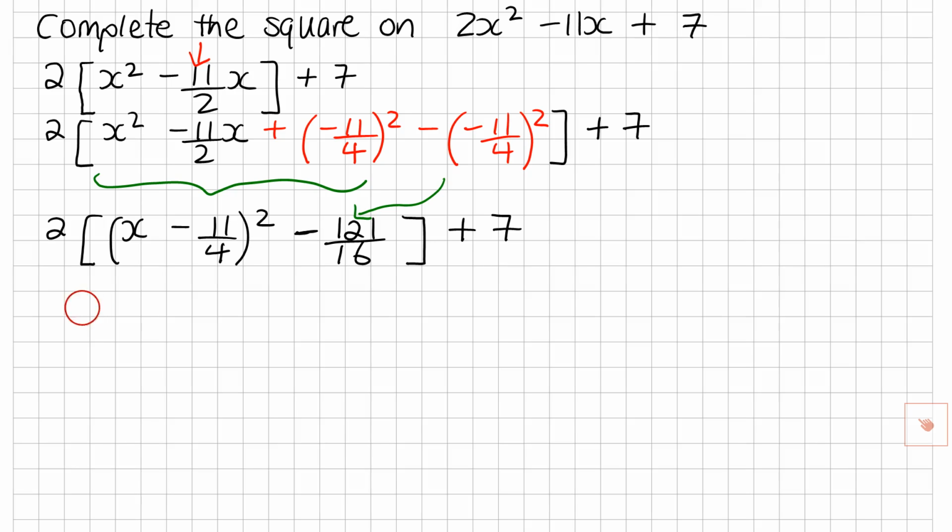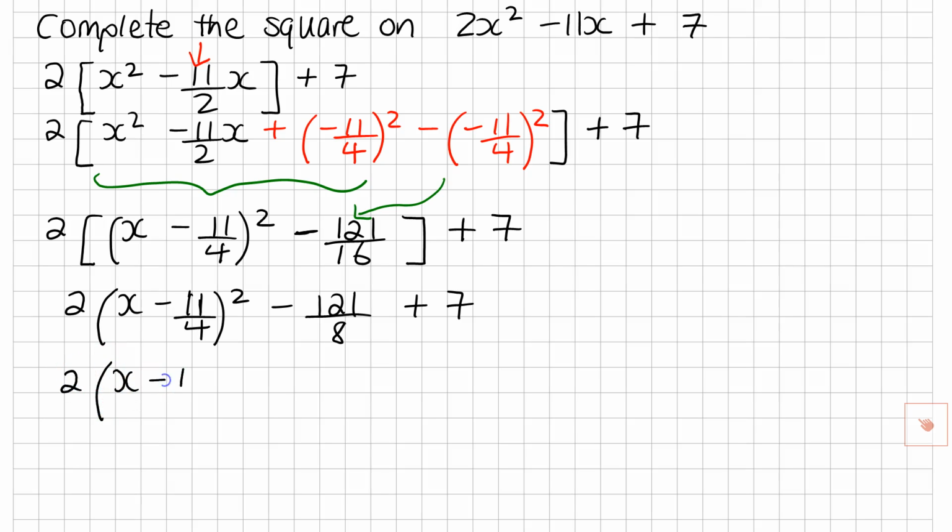Now I'm going to multiply in that 2, so that's going to become 2 times x minus 11 over 4 squared minus 121 over 8. And then I also have this plus 7 on the outside. So on the calculator then, I just need to do minus 121 over 8 and add on 7 to it. Okay, so I get 2 times x minus 11 over 4 squared, and then I get minus 65 over 8. So that's that one in vertex form.